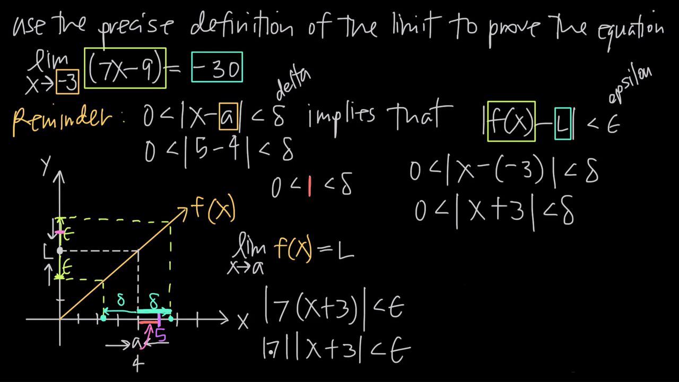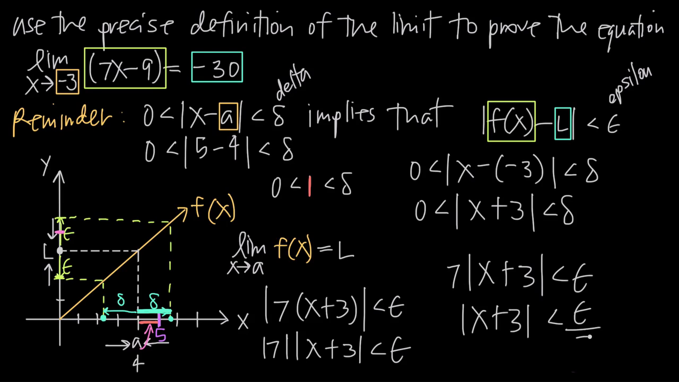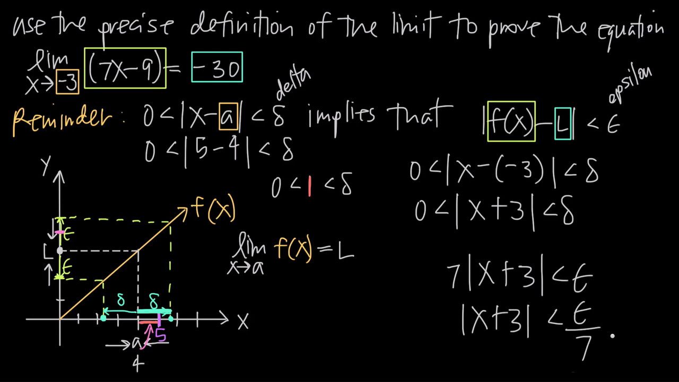Well, we know that the absolute value of 7 is still just 7, so we can call this 7 absolute value x plus 3 less than epsilon. And now if we divide both sides by 7, we get absolute value of x plus 3 less than epsilon over 7. Now here's where we're going to draw our relationship between delta and epsilon. We started with these two inequalities in the definition, and we're left with this inequality and this inequality here. Those are the two that remain after we've plugged in a, f of x, and L.